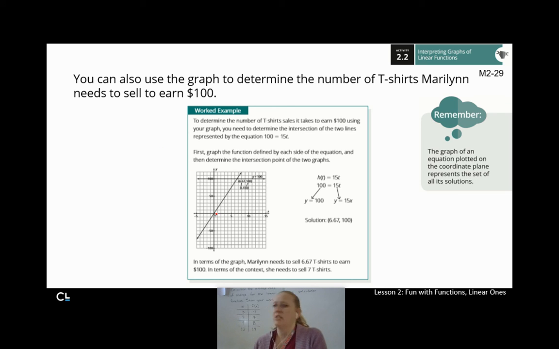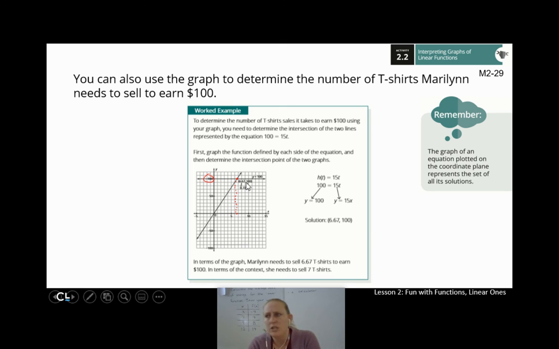So if we take the graph, and sorry this is so small, remember E was our y-axis, so I would go to 100 on my y-axis and draw a line straight across. I'd see where it intersects, and I'd be like, okay, well, come on down. How many t-shirts is that? So to determine the number of t-shirt sales it takes to earn $100 on the graph, you just need to determine the intersection of the two lines, when that 100 equals 15t.